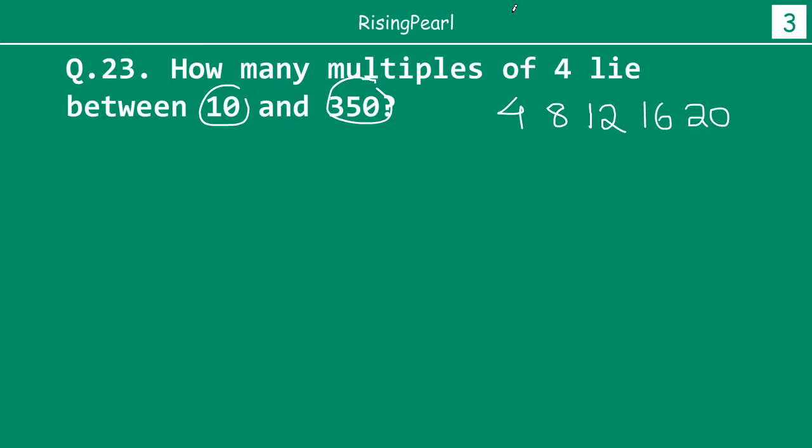Multiples of 4 simply mean that we are multiplying 4 times 1, 4 times 2, 4 times 3, right? And whatever we get, they are the multiples. So 4 times 1 is 4, then we have 8, then we have 12, and it goes on and so forth. These are all multiples of 4. But the question is how many, meaning we are looking at the count, how many multiples lie between 10 and 350. So this is interesting. Because it is between 10 and 350, we will ignore this.